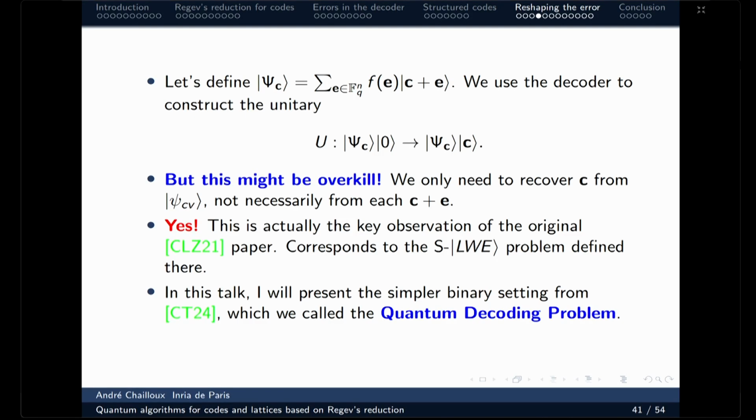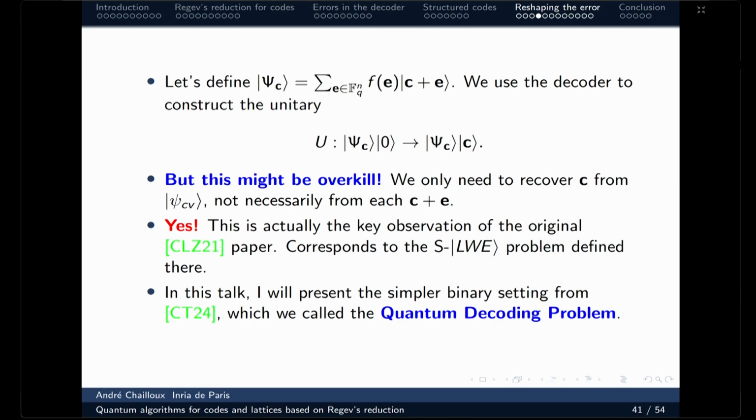And the decoder, we use it to go from psi C to psi C C. So it's the decoder that goes from C plus E, 0 to C plus E C. But actually in the above, we use the inverse of this to erase this C register, or this minus C register. But we essentially need this unitary. This is the key unitary that we use in order to erase this register on top.